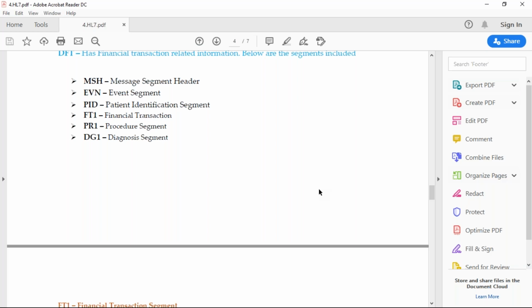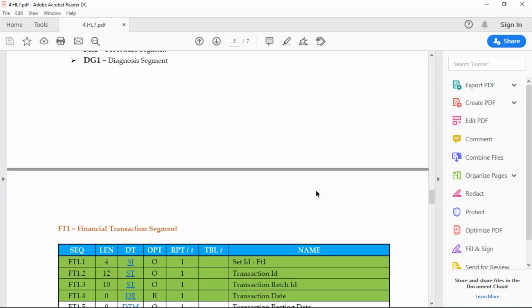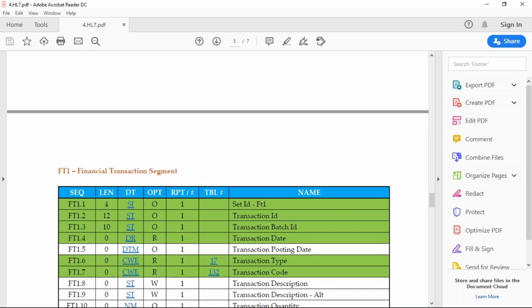A few vendors might ask for it, but most of the information is communicated in the FT1 segment itself. We might not want to have PR1 and DG1, but if the vendor demands, then we do send them. Vendor in the sense the PM system side, whoever is receiving the charge. If they demand that they need PR1 and DG1, we might send that information in the HL7 message.